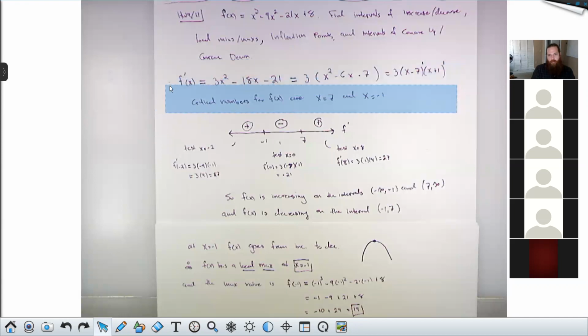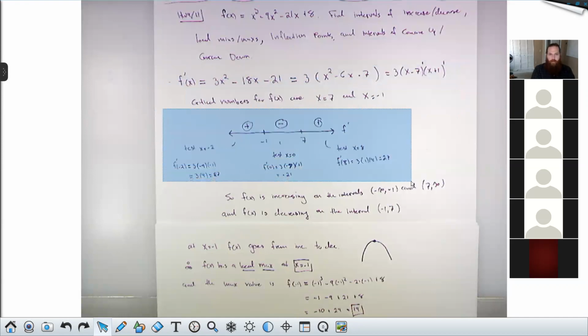No, but I have a question about f double prime. Okay, we'll get to that in just one second. Are there any questions about how we cooked up this number line or how I was able to assign the plus, minus, plus here?